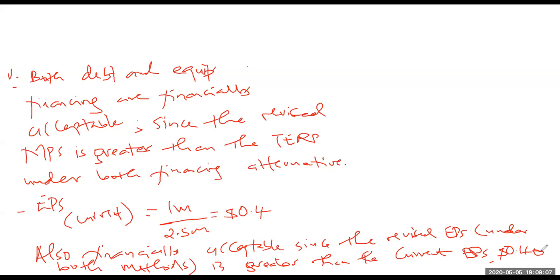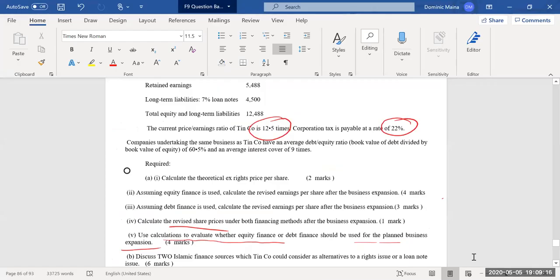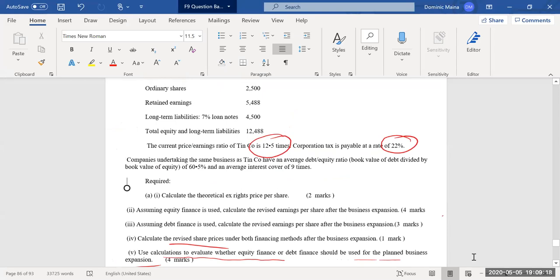Then, if you look at the question, they've been given some other issues, so you can take it back to the question. You'll be told the debt to equity ratio is currently equal to 60.5. Then another issue is the interest coverage ratio. So these are measures of the company's financial risk.